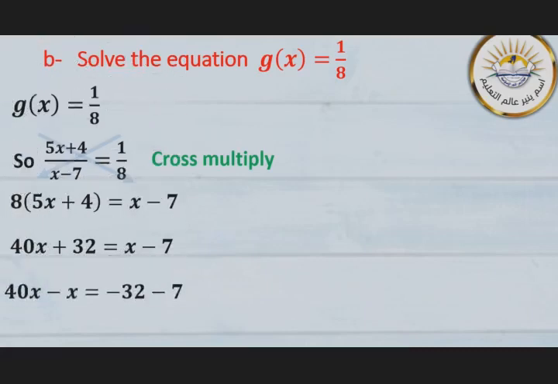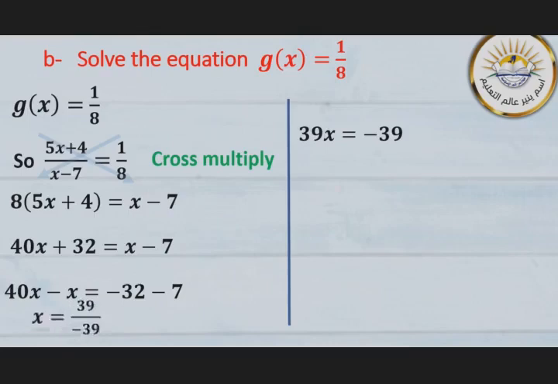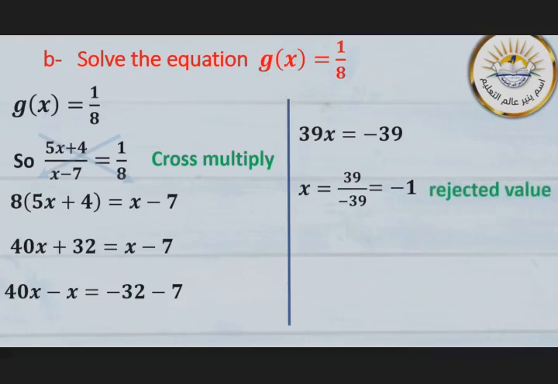We bring the x's before the equal and the numbers after the equal. So for the final answer, we add the x's together and the numbers together to get 39x is equal to minus 39. So x is equal to minus 1. And this value, of course, is rejected.